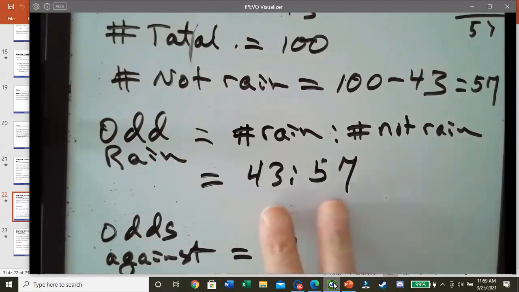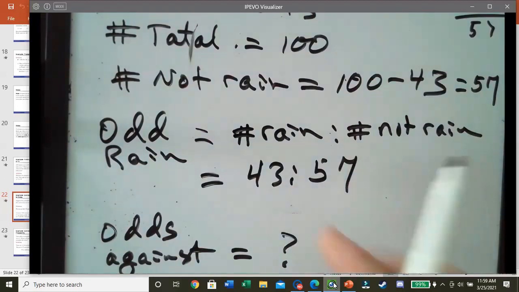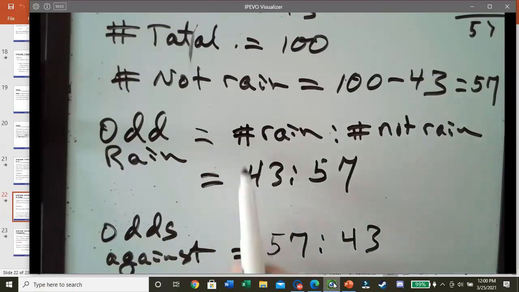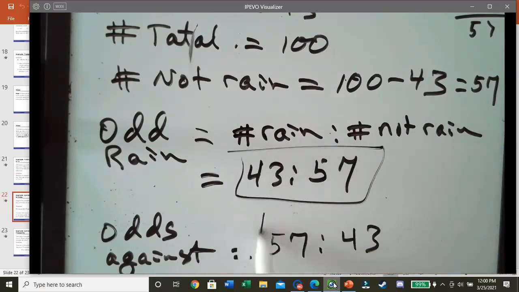You just take these two numbers and flip it, right? So it's 57 to 43. Odds in favor, odds against. So next time you go to the track and you see odds against, you can just flip it and see what the odds in favor are.